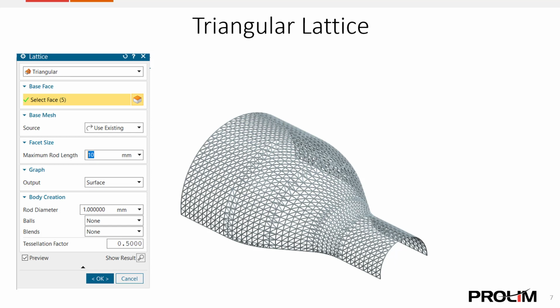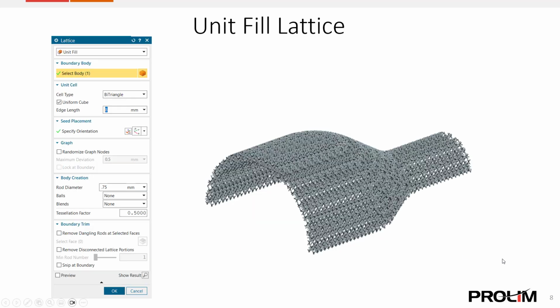Okay, so let's go back into my slide deck here, and we're going to look at a few other of the lattices that we can create. What you'll notice is when we get into different lattices, we have different options. So think of this almost like the hole command. Depending on what type of hole you select, that determines what options you will be getting. We'll be going in here and creating this unit fill. We'll talk a little bit about removing dangling rods and such. So let's go ahead and jump back in NX, and we'll take a look at that.